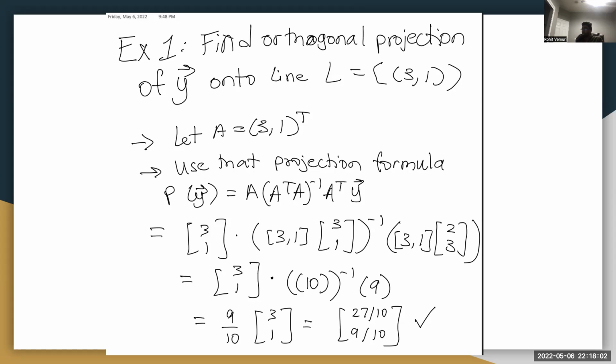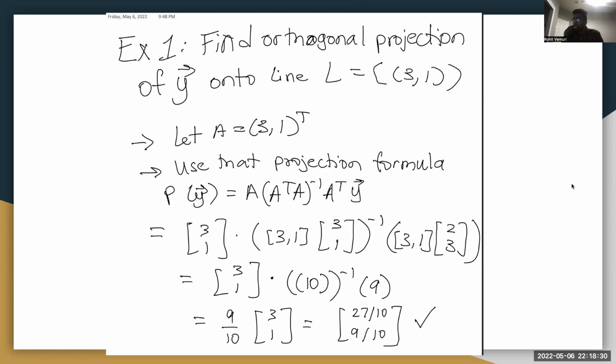Now we make it equal to (3, 1) times 10 to the power of negative 1, which is 1 over 10 times 9, which is 9 over 10. We'll do 9 over 10 times (3, 1), which is how we get 27 over 10 and 9 over 10.